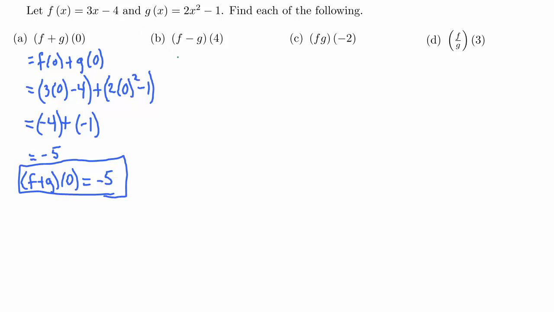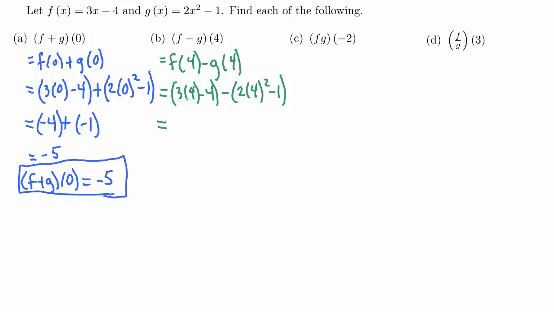Letter B. Letter B says f minus g of 4. Well, this means f of 4 minus g of 4, because it's subtraction between the two. And this gives me, if I replace x with 4 in the f function, 3 times 4 minus 4 minus g of 4, which is 2 times 4 squared minus 1.